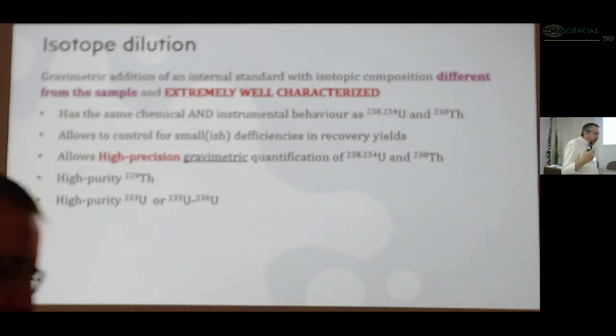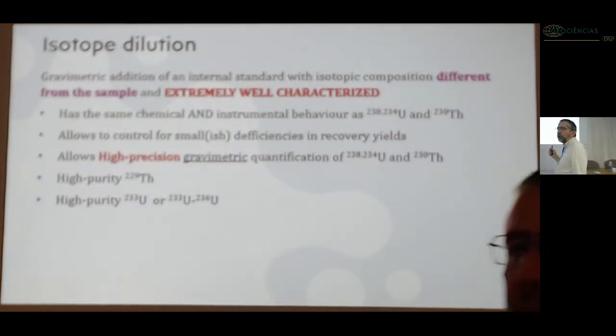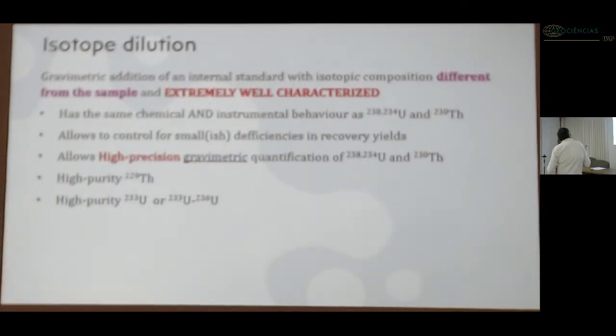This spike, this tracer, will also allow us to see if there is some uranium and thorium lost during the sample preparation, and we can actually control for that. And basically, it allows us to make a very, very high precision gravimetric analysis of these isotopes. For this, we need high purity thorium-229 and high purity uranium-233, or a mixture of uranium-233 and uranium-236.